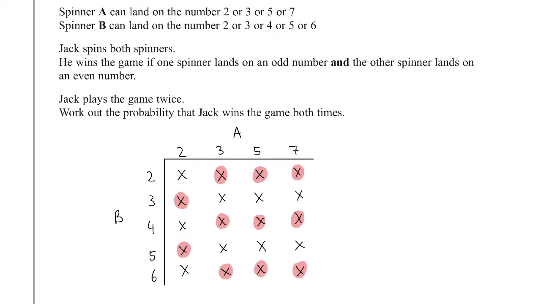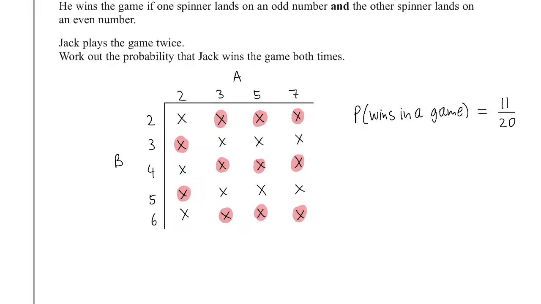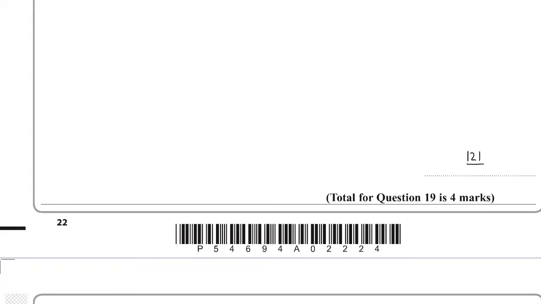So out of a total of 20 possible outcomes, because I've got 20 crosses, I have 3, 6, 9, 11 ways of getting a success, which is one spinner landing on an odd number and the other spinner landing on an even number. So the probability of a win in a game is 11 out of 20. But he's going to play the game twice. So the answer would be squaring this probability if I want to have a win both times, which is 121 over 400. So 121 over 400 is the answer to 19.